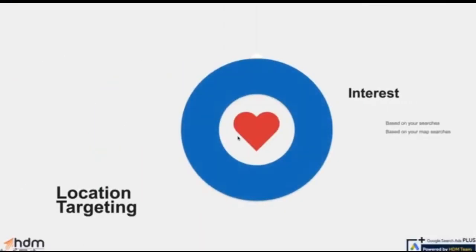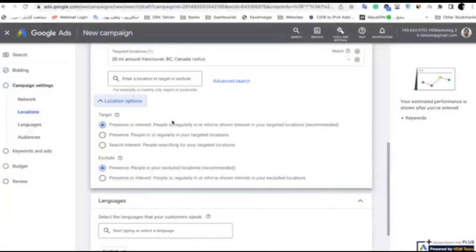What is interest? It says, based on your search or based on your Google Maps search. When you are searching on Google Maps, you are showing interest yourself. And the next point is based on the searches you are doing. If it's about a specific place in a particular country, you are showing interest in it on Google. You might be in Turkey, for example, but you are showing interest in Vancouver, Canada, by searching about it. So, in the discussion of location targeting, we had 2 main titles, presence and interest.